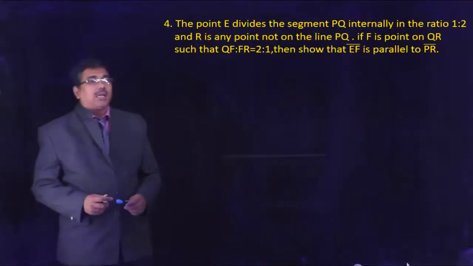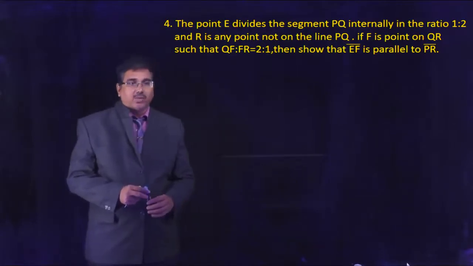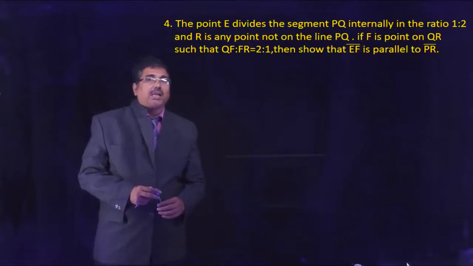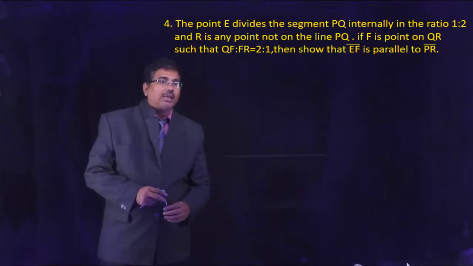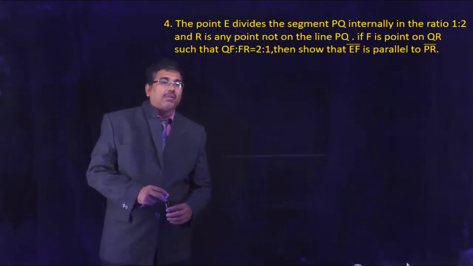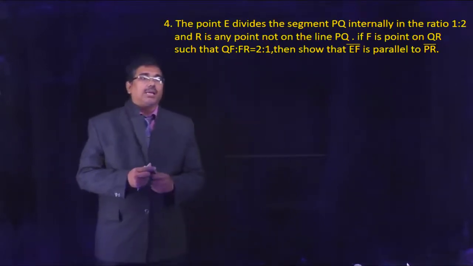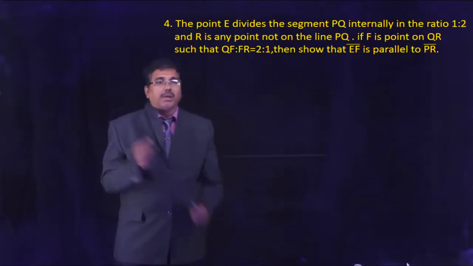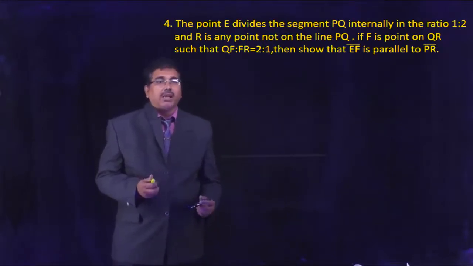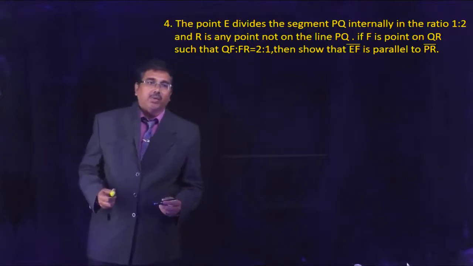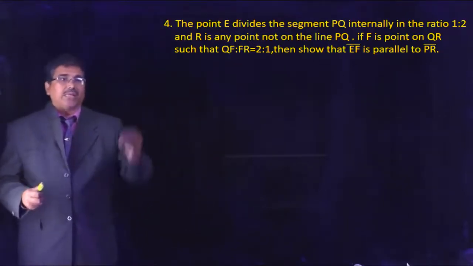The point E divides the segment PQ internally in the ratio 1 is to 2, and capital R is any point not on the line PQ. If F is a point on QR such that F divides QR in the ratio 2 is to 1, then show that EF is parallel to PR.